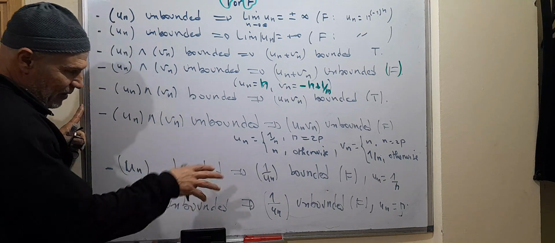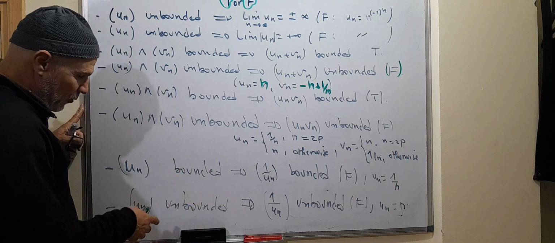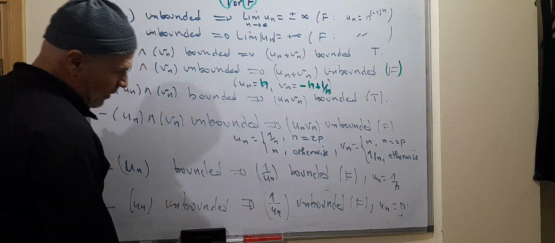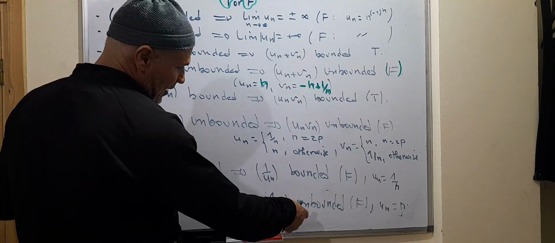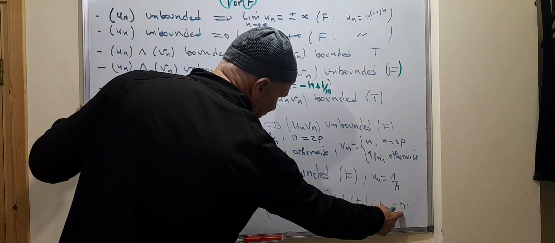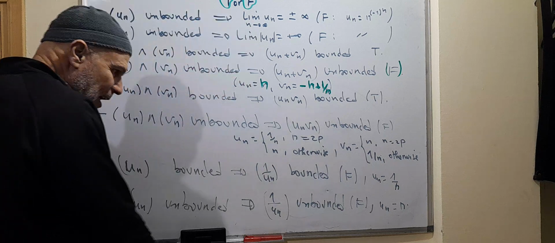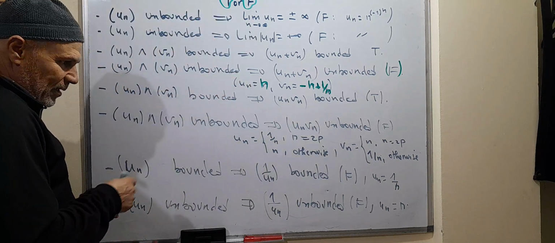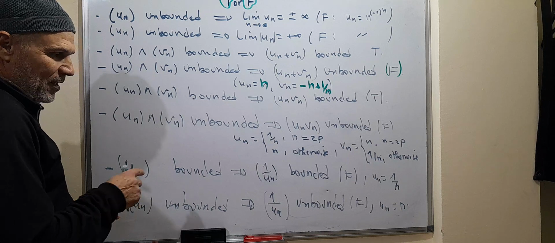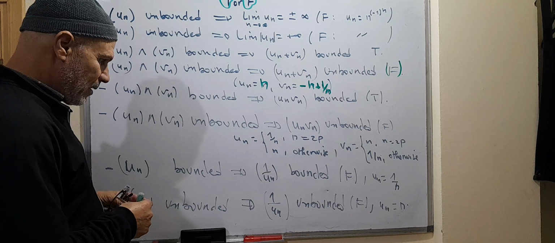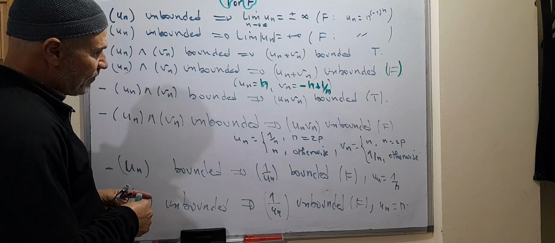This is an approximately equivalent question. If we take un which is unbounded, how about 1 over un? Is it unbounded too? The answer is false. We can just take un equal to n, and we will get 1 over un which is equal to 1 over n. It is a bounded sequence.